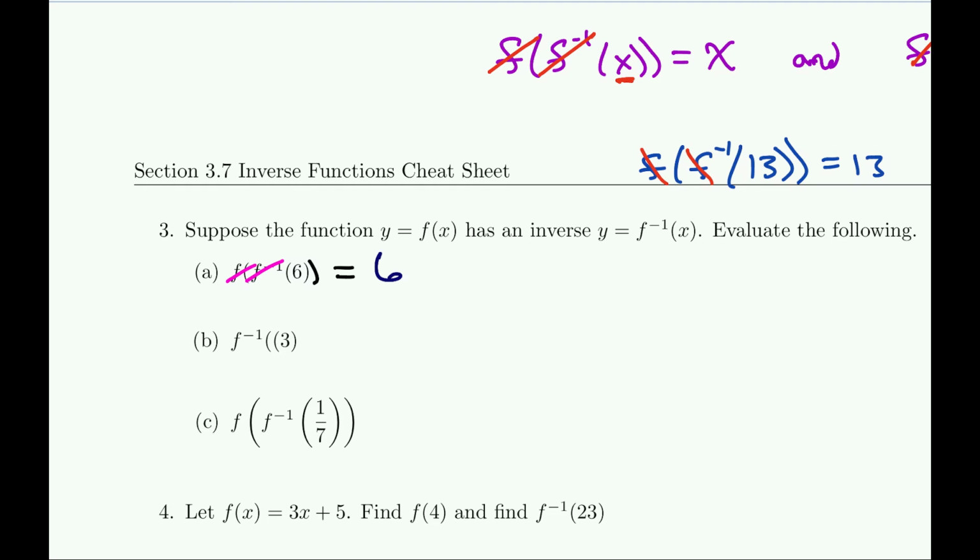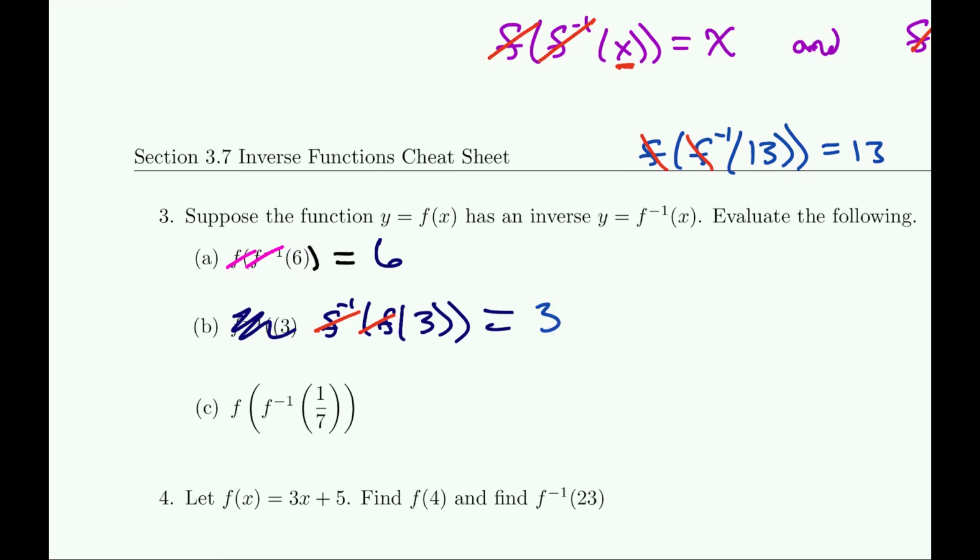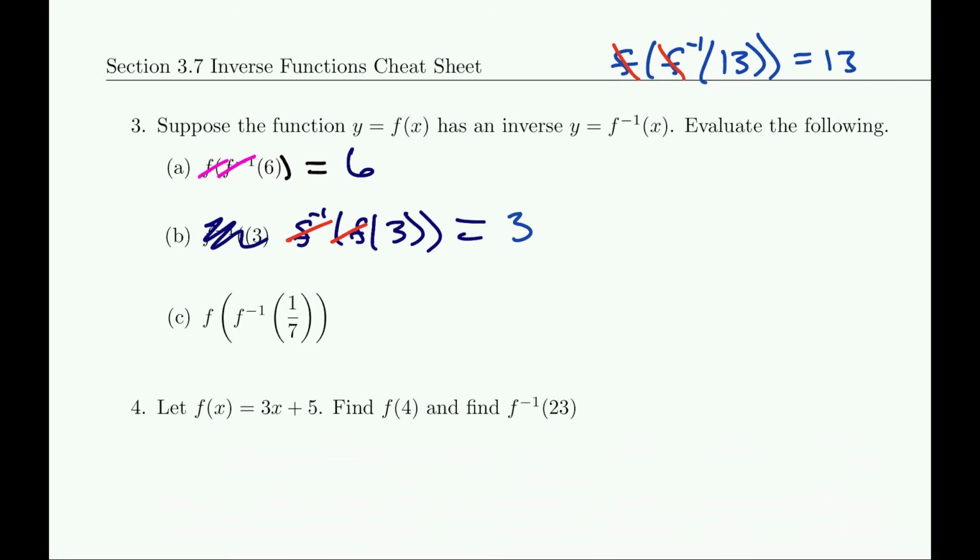Okay. This one's completely written wrong, but it was supposed to be f inverse of f of 3 is what it was supposed to say. And if it did, what would the answer be there? Well, cancel, cancel, and the answer would be 3. Last one, f of f inverse of 1/7. Cancel, cancel. What's the answer?